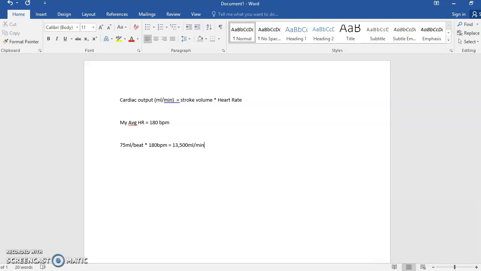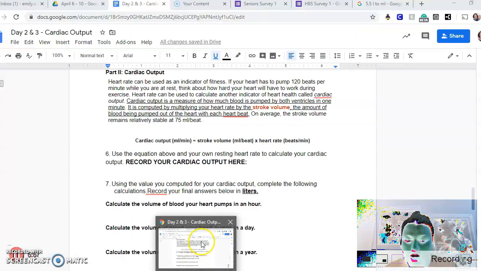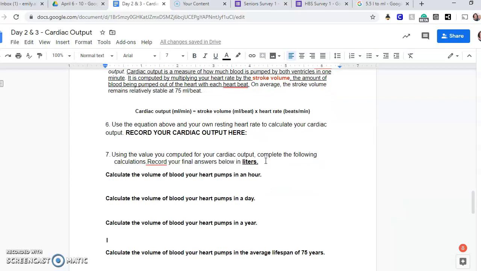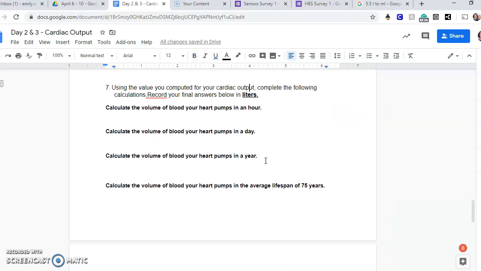So that's how you do cardiac output, how you find that number. Now that's kind of the easier part. This is the beginning. Then you're going to, as step 7 mentions, using the value you computed for your cardiac output, aka the amount of blood that your heart pumps per minute, complete the following calculations.